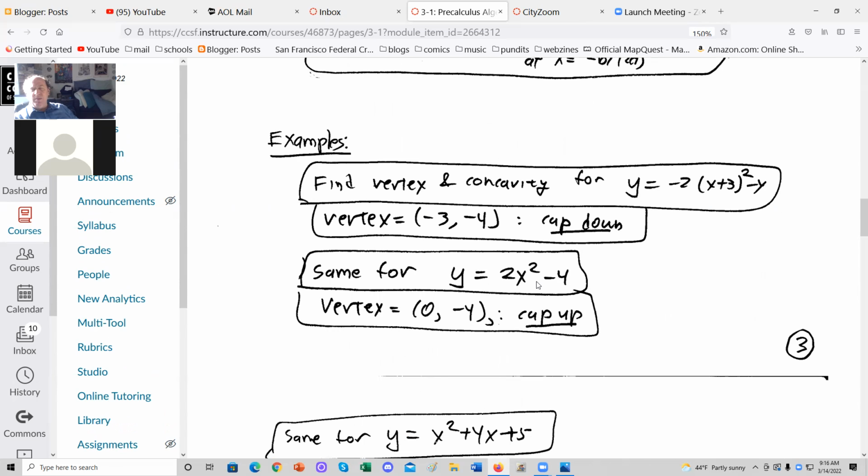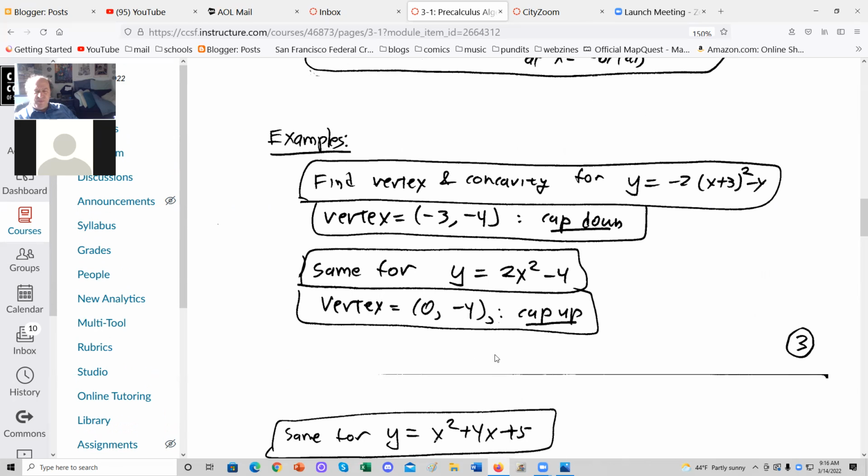Here we have the same thing, 2x squared minus 4. Well, this is 2 times x minus 0, squared, plus -4. So the vertex is at -4. This is a +2, so it's cup up, and therefore the 0 by -4 is a minimum value. Y is always at least -4.